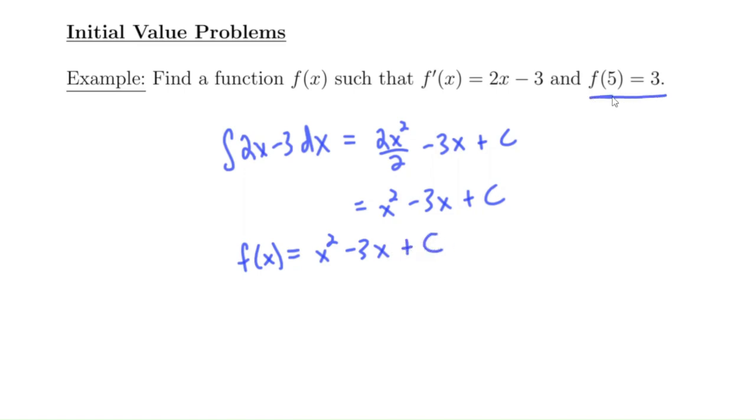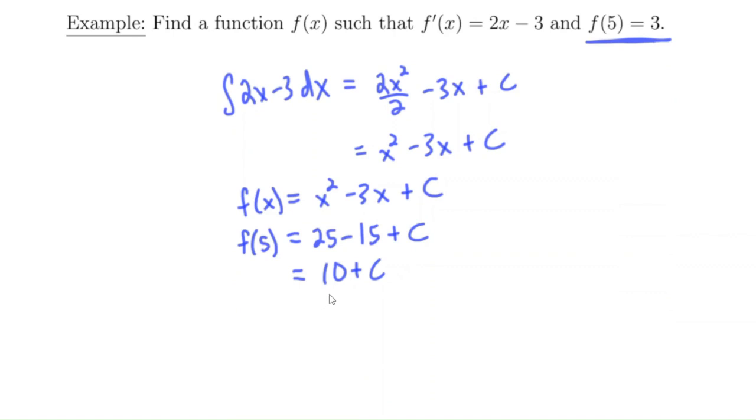Well, that's what this condition tells us. This is sometimes called an initial condition. We want f of 5 to be 3. Well, what is f of 5? Well, f of 5 is 25 minus 15 plus c, right? If we plug in 5, and that simplifies to be 10 plus c. Well, notice we want the f of 5 to equal 3. So we want 10 plus c to equal 3. So we solve this, 10 plus c equals 3. And if we solve this by subtracting 10 from both sides, we get c is equal to negative 7.